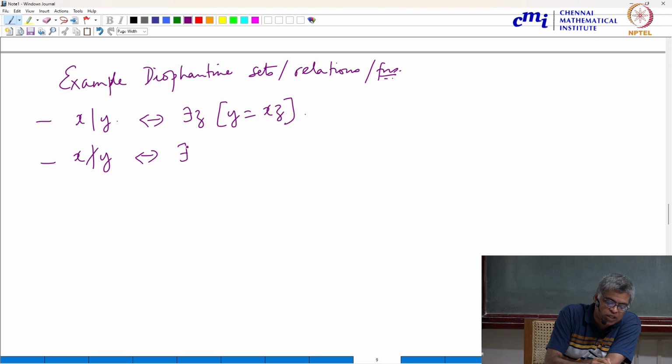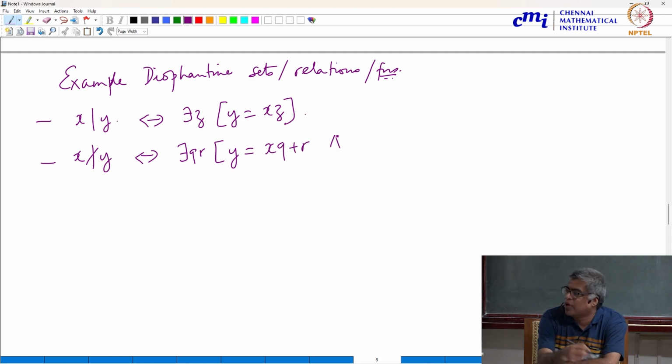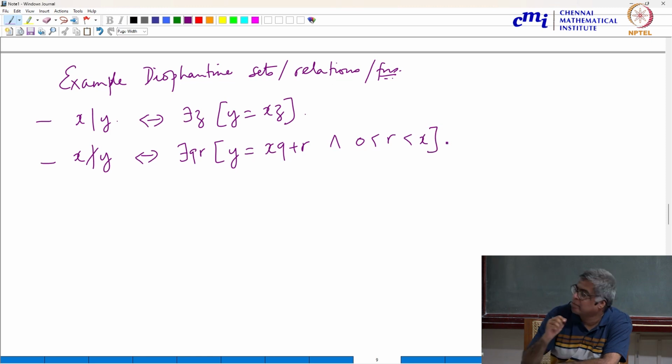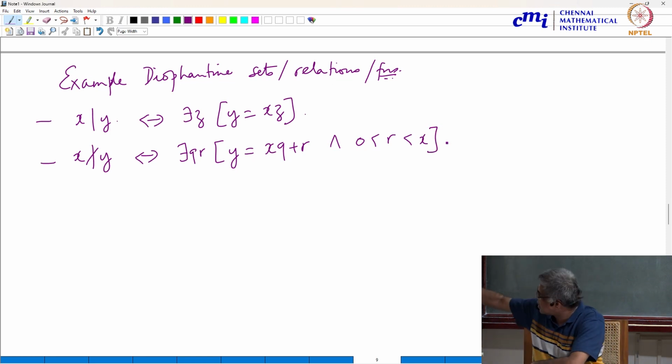So you can say, for instance, that there exists a quotient and a remainder such that y equals x times quotient plus remainder, and 0 less than or equal to r. No, I shouldn't say 0 less than or equal to r. 0 strictly less than r. But now, can I say 0 strictly less than r, strictly less than x? Is it clear? I am saying that there is a non-zero remainder. But how do I express 0 less than r less than x?